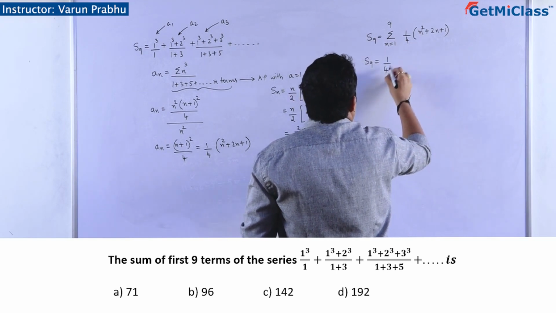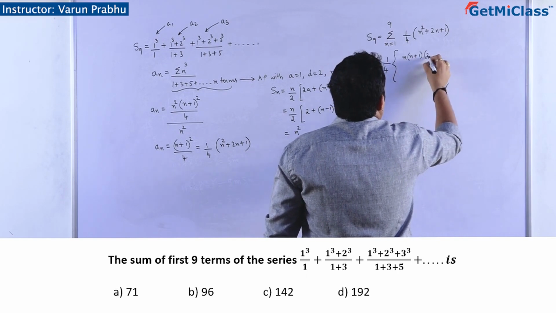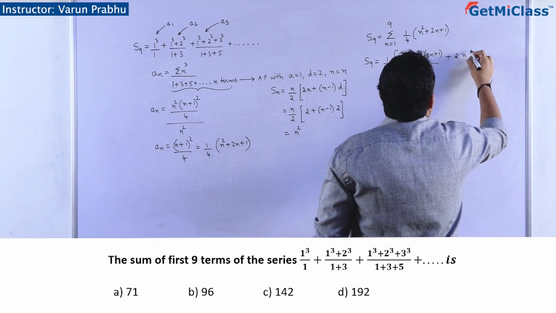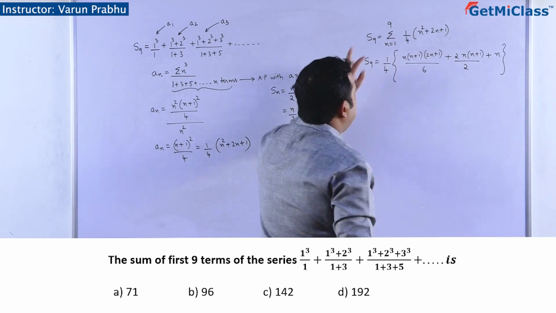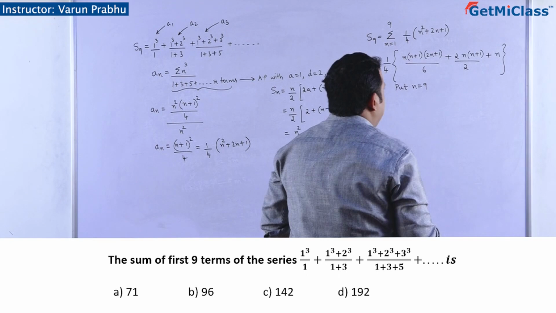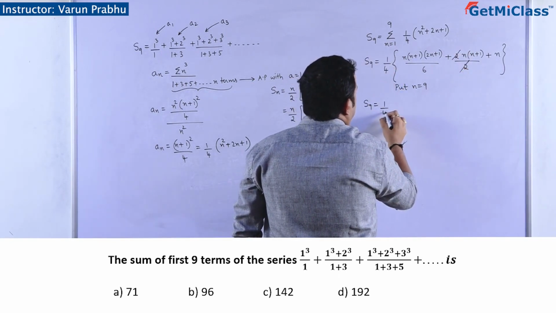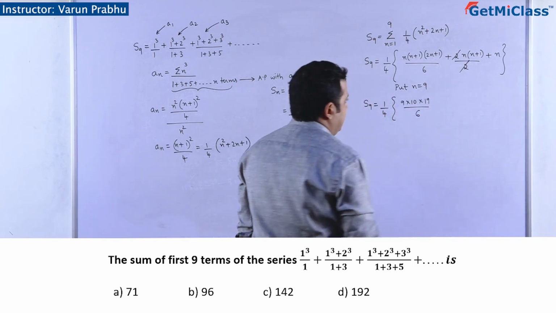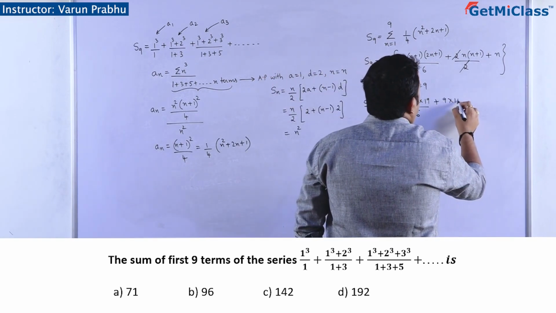S9 is equal to 1 by 4, which will remain outside, times n into n plus 1 into 2n plus 1 divided by 6, plus 2 times n into n plus 1 divided by 2, plus n, 1 added n times. Now here the maximum value of n is 9, right? So put n is equal to 9. You will get the answer to the question. So 2 and 2 will get cancelled. S9 is equal to 1 divided by 4 times 9 into 10 into 19 divided by 6 plus 9 into 10 plus 9. Is it okay?